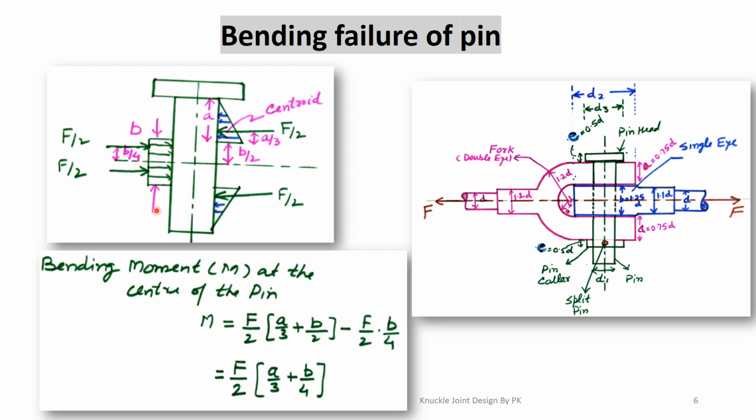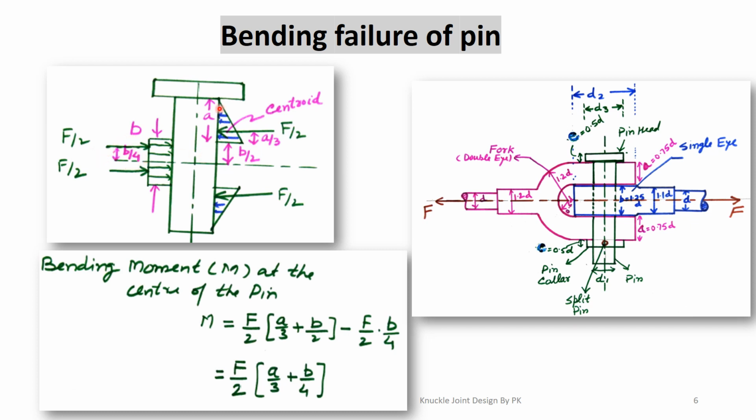The total width is B here, because the thickness of the single eye is B. If we take the distance of this F/2 force from this axis, the total is B, half of this distance is B by 2, and we take a further half of this because this F/2 force is acting at the middle of this upper rectangle. So this is B by 4. From the axis, this F/2 force is acting at a distance of B by 4.